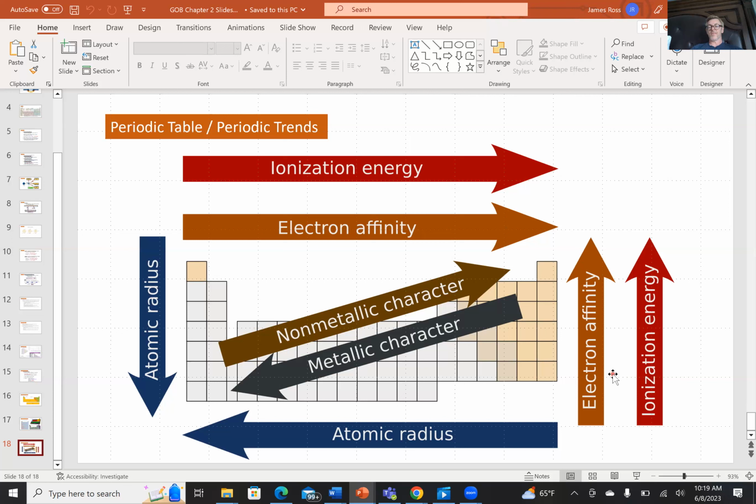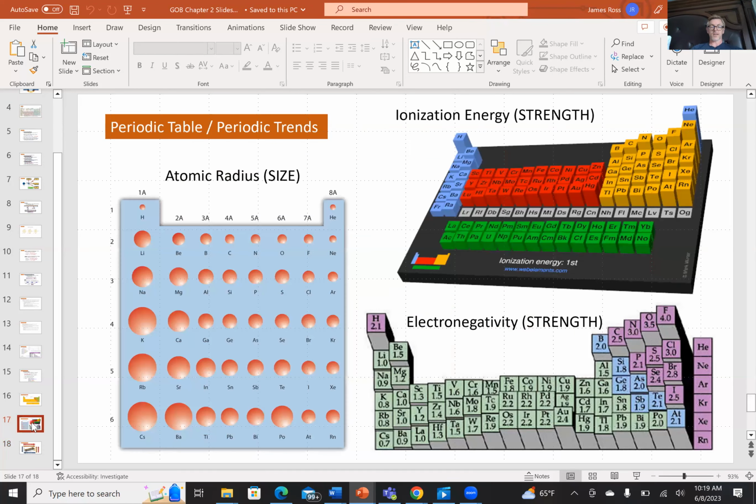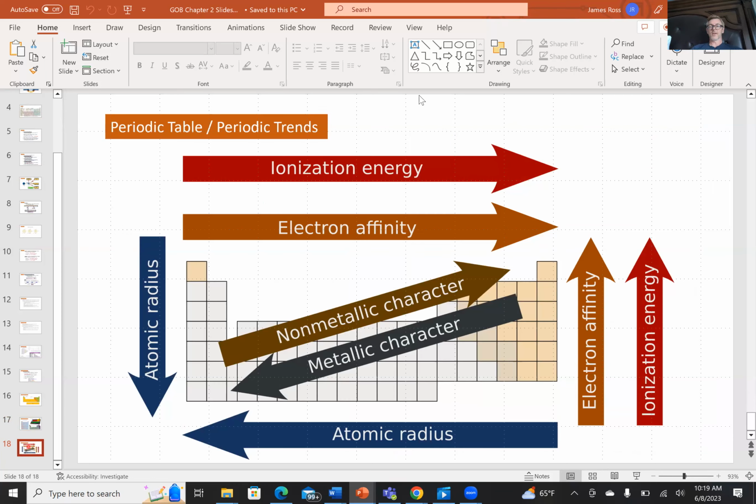And it would also increase going up a group, so bottom to top, up any group. So this summarizes these trends, and that concludes this video.